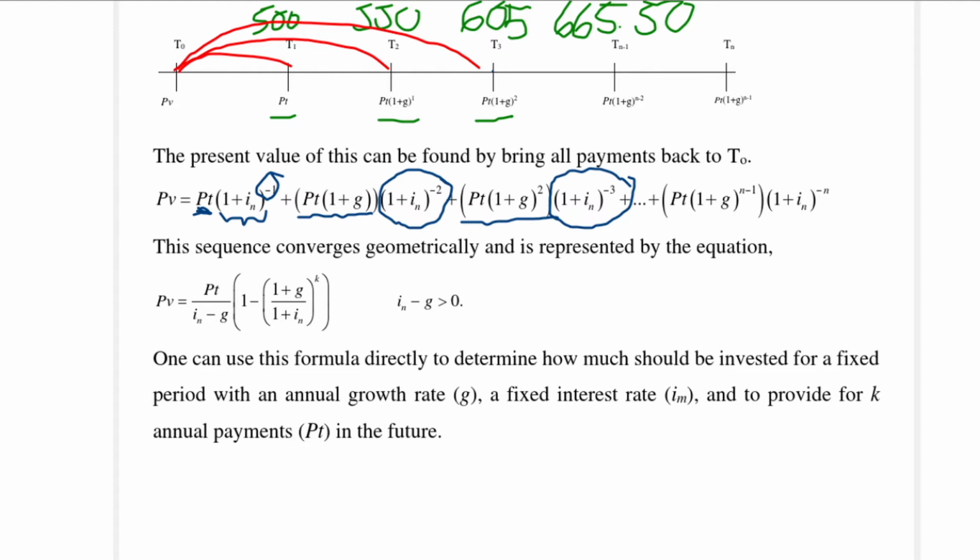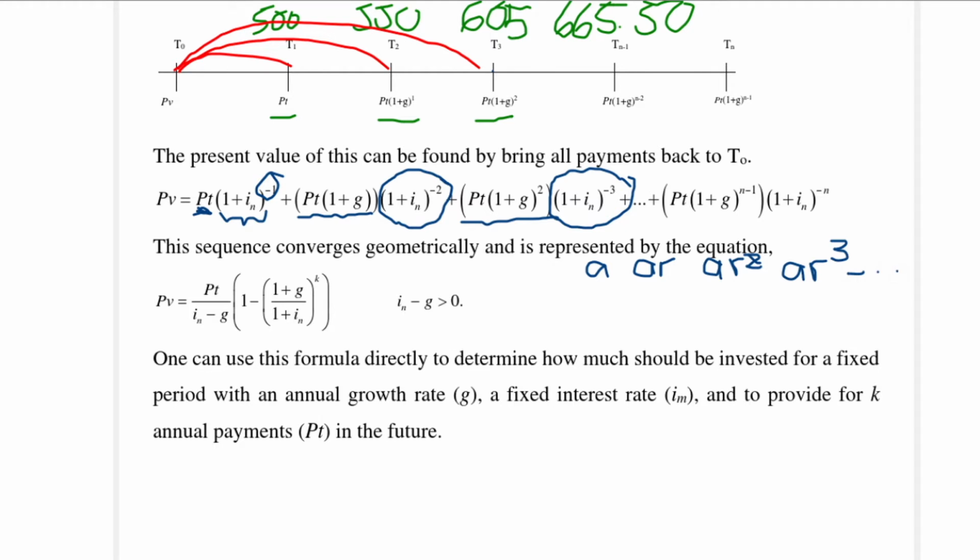Just to remind you what a geometric series is, the first term in a geometric series is a. Then the second term will be a times r, where r is a certain factor. Then the third term will be a r squared, then a r cubed, and so forth. And that is a geometric series.